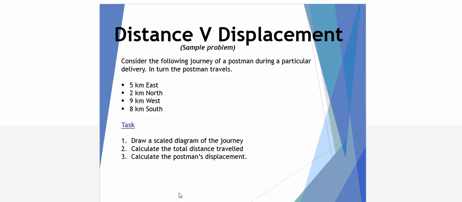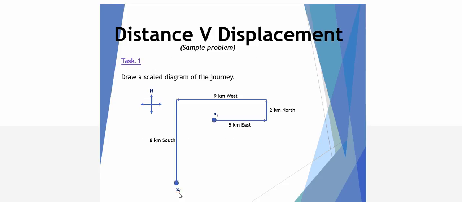Now let's examine a sample problem. Consider the following journey of a postman during a particular delivery. In turn, the postman travels 5 kilometres east, then a further 2 kilometres north, a further 9 kilometres west, and finally a further 8 kilometres south. The tasks we have to complete are: 1. Draw a scale diagram of the journey, 2. Calculate the total distance travelled, and 3. Calculate the postman's displacement.